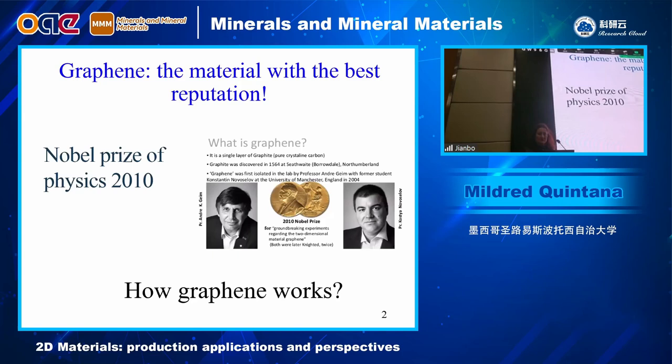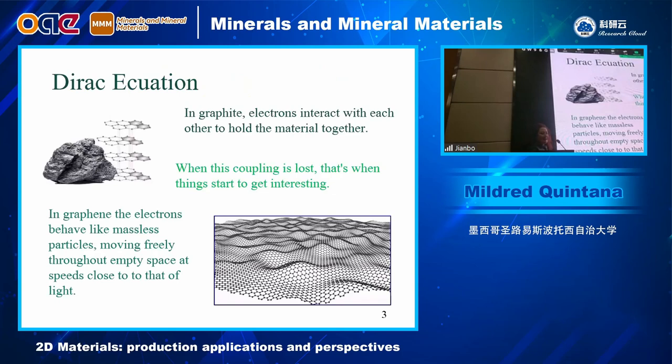But why, if we have graphite in our pencil, why don't we have all these properties in this graphite if it's made of graphene? The reason is because of a physics equation, that is the Dirac equation. Dirac said that when we have a material like graphite, we have all the graphene layers interacting between each other. Electrons are coupled between these sheets, and then we cannot see the quantum properties of this material. But when we remove one layer and we have the isolated graphene sheet, then electrons are free, and they can move freely on top of all the surface, and these electrons are moving close to the velocity of light.